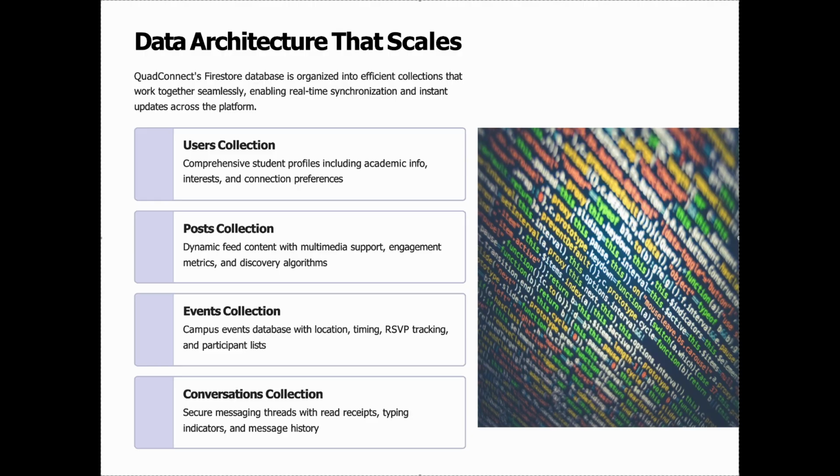All user data needs a home. That's our Cloud Firestore database, organized into clear collections. We have a users collection for profiles, a posts collection for the feed, an events collection, and a conversations collection for messages. This structured architecture is what allows every piece of data to sync and update in real time across the entire app.